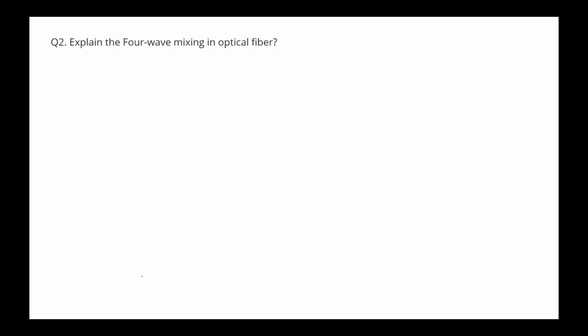Explain four-wave mixing in the optical fiber. It is also a non-linear effect. In four-wave mixing, as we propagate two wavelengths, like 1551 and 1552 nanometers, through a fiber, at the output of the fiber we will get other wavelength frequencies also, which we did not propagate. The number of mixing products is given by M equal to N cube minus N square divided by 2, where N is the number of channels in optical fiber communication.